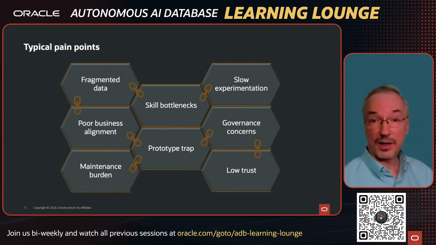Then there's the prototype trap. A model may work well in a notebook or pilot, but getting it into production, monitoring it, and keeping it reliable over time can be much harder. And finally, trust and governance are major concerns. Leaders want to know who accessed data and whether they were authorized, where the data came from, how a conclusion was reached, whether the output is explainable, and if the process can be audited. So these pain points aren't just technical, they're also organizational, operational, and governance related.